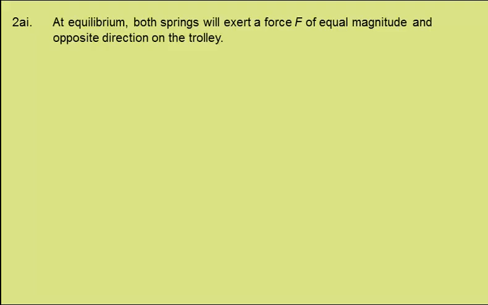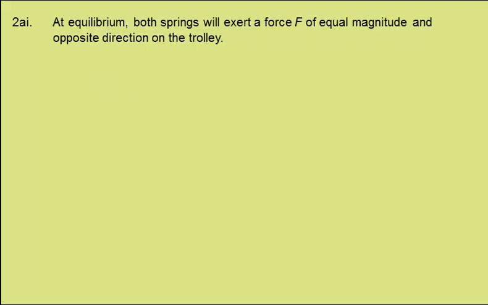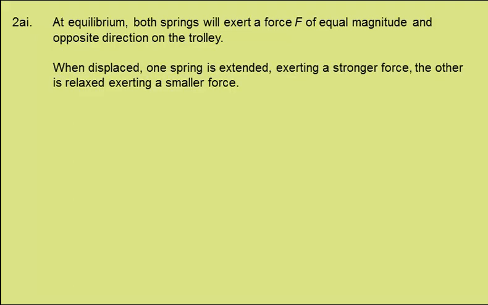We need to show that the size of the resultant force at the moment of release is 3.6 newtons. Well, at equilibrium, both springs will exert a force F of equal magnitude and opposite direction on the trolley. When displaced, one spring is extended, exerting a stronger force, the other is relaxed, exerting a smaller force. The resultant force is the vector sum of these changes.